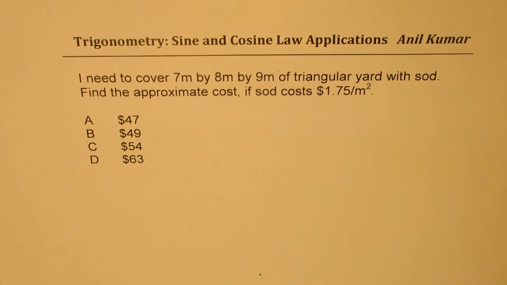Here we have an application question based on sine and cosine law. I need to cover a 7 meter by 8 meter by 9 meter triangular yard with sod. Find the approximate cost if sod costs $1.75 per meter square. You can always pause the video, answer the question, and then look into my suggestions.